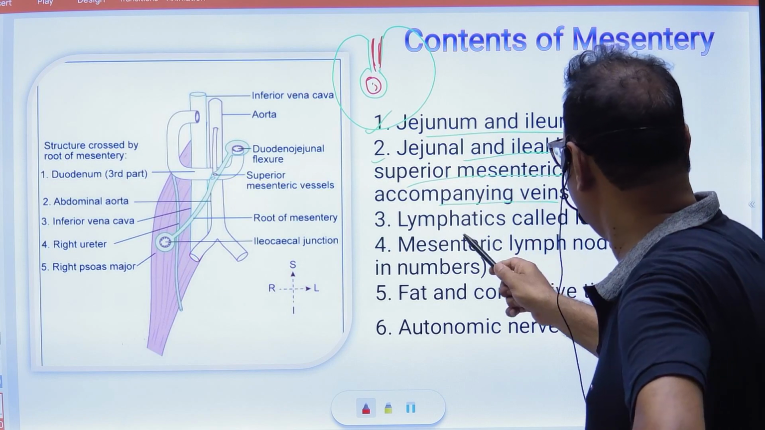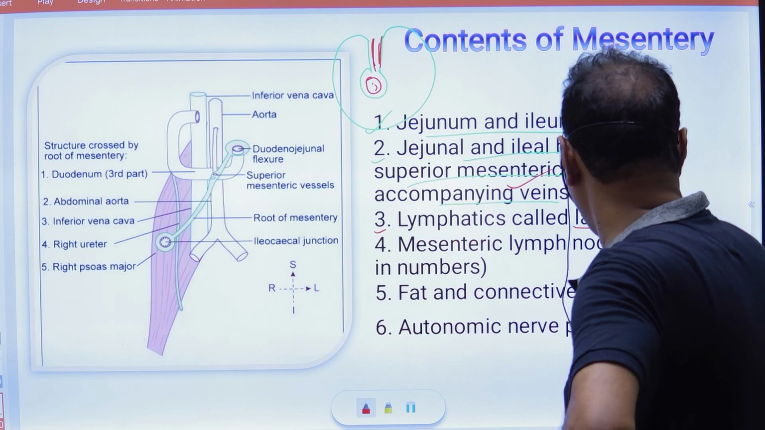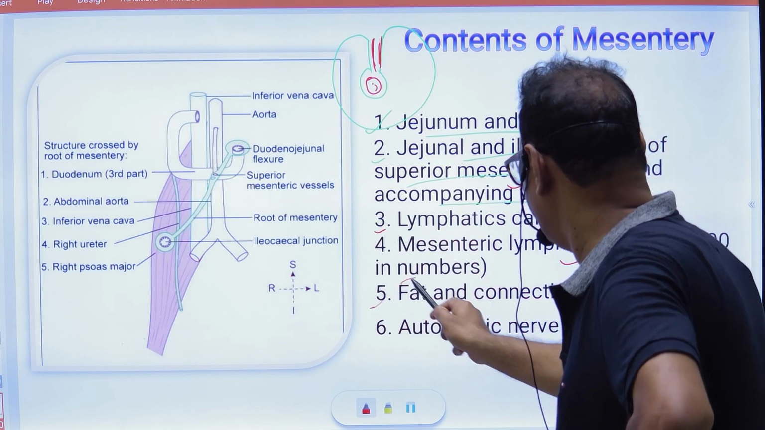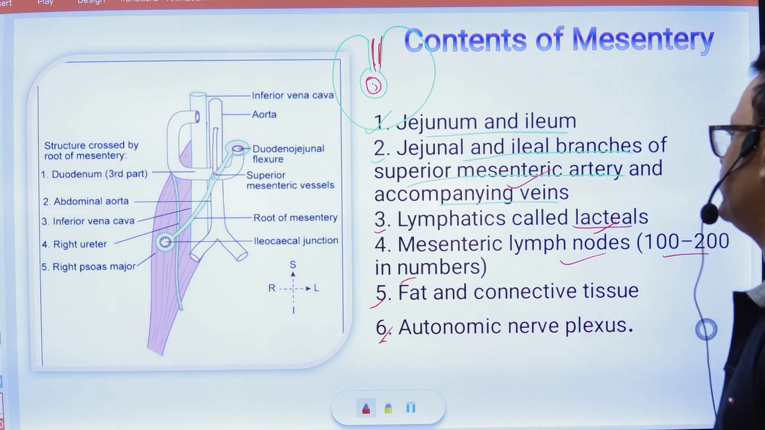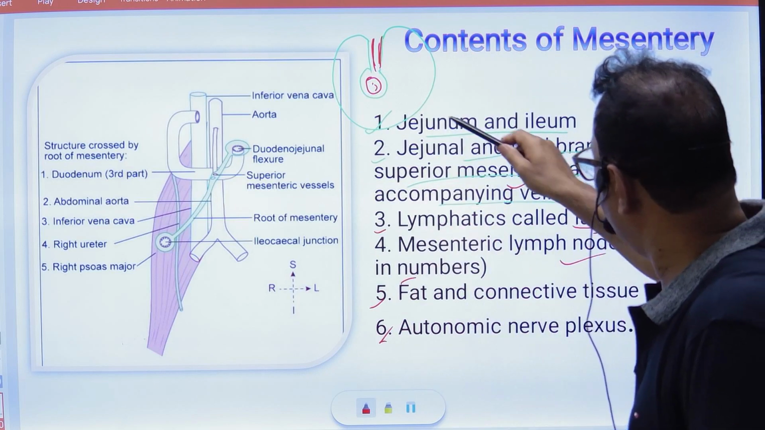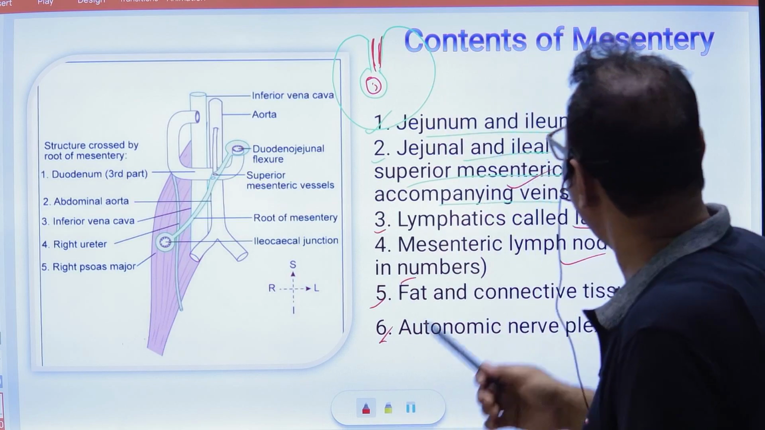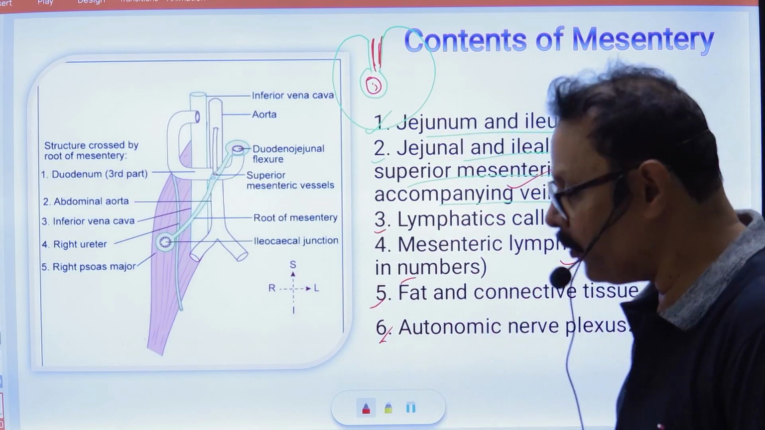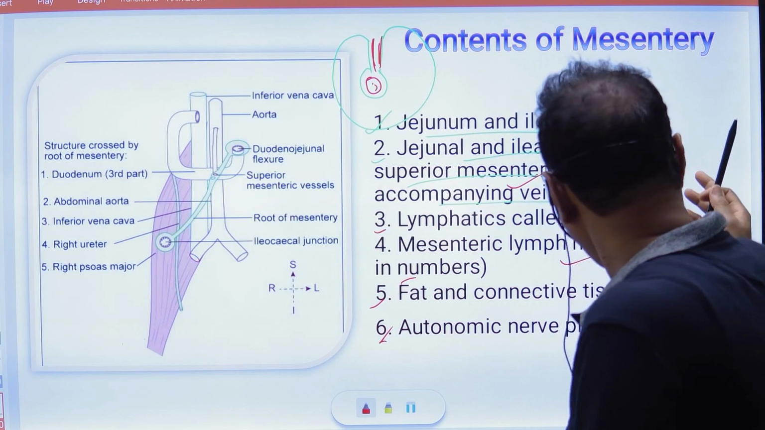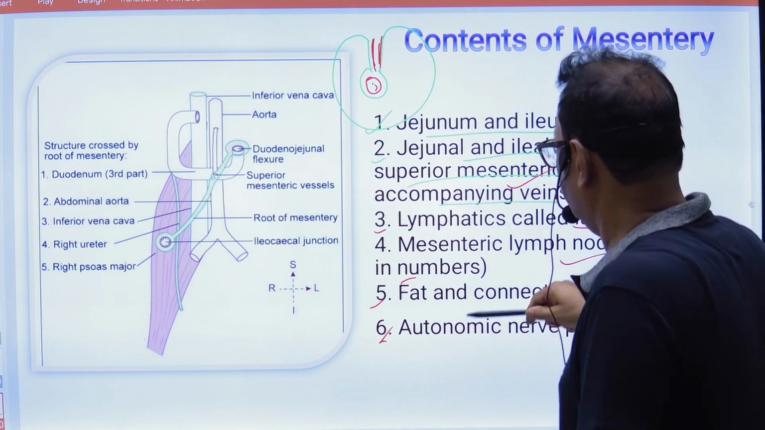So at this point, we will get the superior mesenteric artery and the veins, and the lymphatics, which are known as the lacteals, and the mesenteric lymph nodes, which are 100 to 200 in number. We'll get the fat and the autonomic nervous system. So this structure will contain the jejunum and the ileum, of course, and through the mesentery, the superior mesenteric artery and accompanying veins, then the lymphatics, then the fat and connective tissue and the autonomic nervous system.